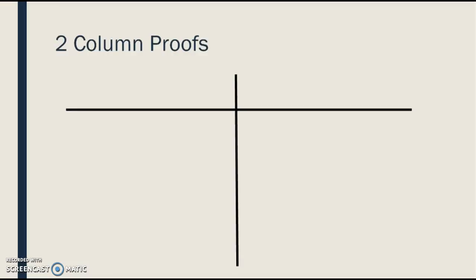We're just going to do a two-column proof. So all of our two-column proofs are going to have two columns, and on the left side we're going to have our statements. So what we're saying is happening in our proof, and on the other side we're going to have our reasons or our conclusions.